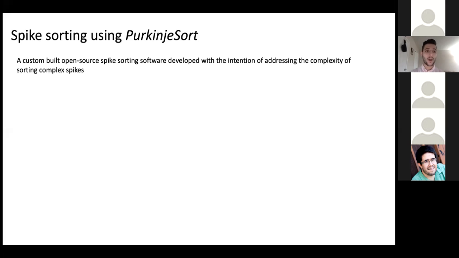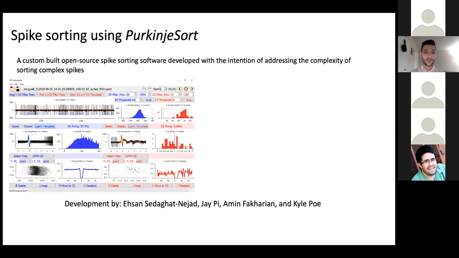And so what we've done as a lab is we've developed a custom-built open source spike sorting software that is in its beta version right now, that we intend on publishing about and distributing to the community as is demanded. Really its goal is to address this complexity of sorting complex spikes. We've put in a lot of time and effort into developing Purkinje sort, which is what it's called. It's been developed by our lab mates, Ehsan, Jay, Amin, and Kyle, who are very talented software engineers.